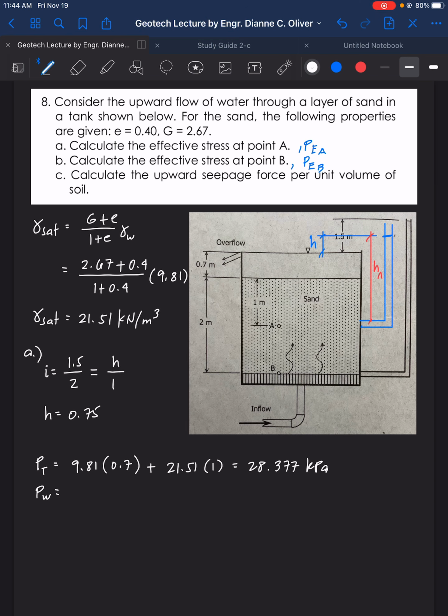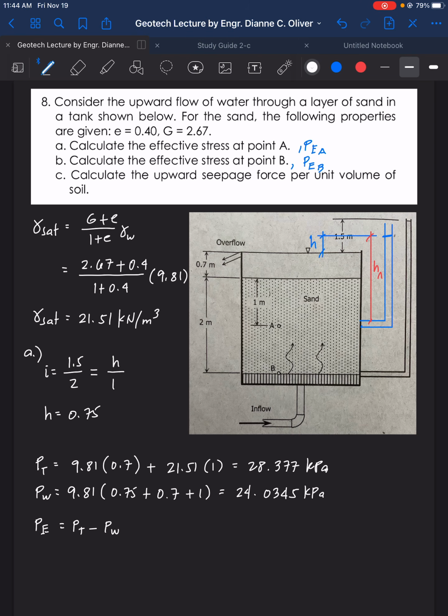Let's get the value for P water. P water is equal to 9.81 times the total head. So we have there 0.75 plus 0.7 plus 1. Okay, so that is equal to 9.81 times 0.75 plus 0.7 plus 1. So 24.0345 kilopascal.